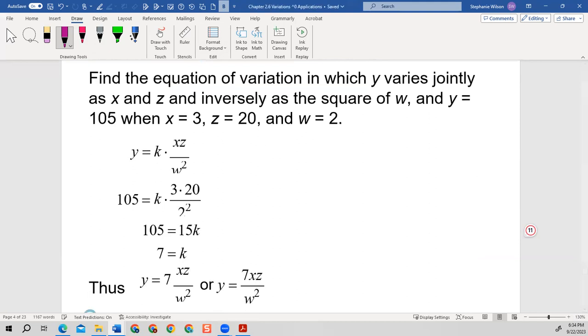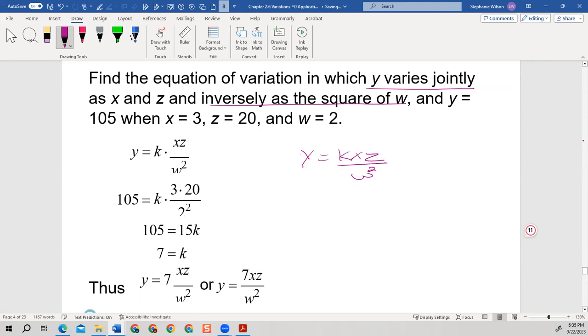All right, our next example, example 6, says, find the equation of variation in which y varies jointly as x and z and inversely as the square of w, and y equals 105 when x equals 3, z equals 20, and w equals 2. So what do we got here? Here's a clue. It says jointly, we got a variation, right? So I got y is equal to k times xz, but it said inversely with w, and it's the square of w. So we're going to divide by w squared.